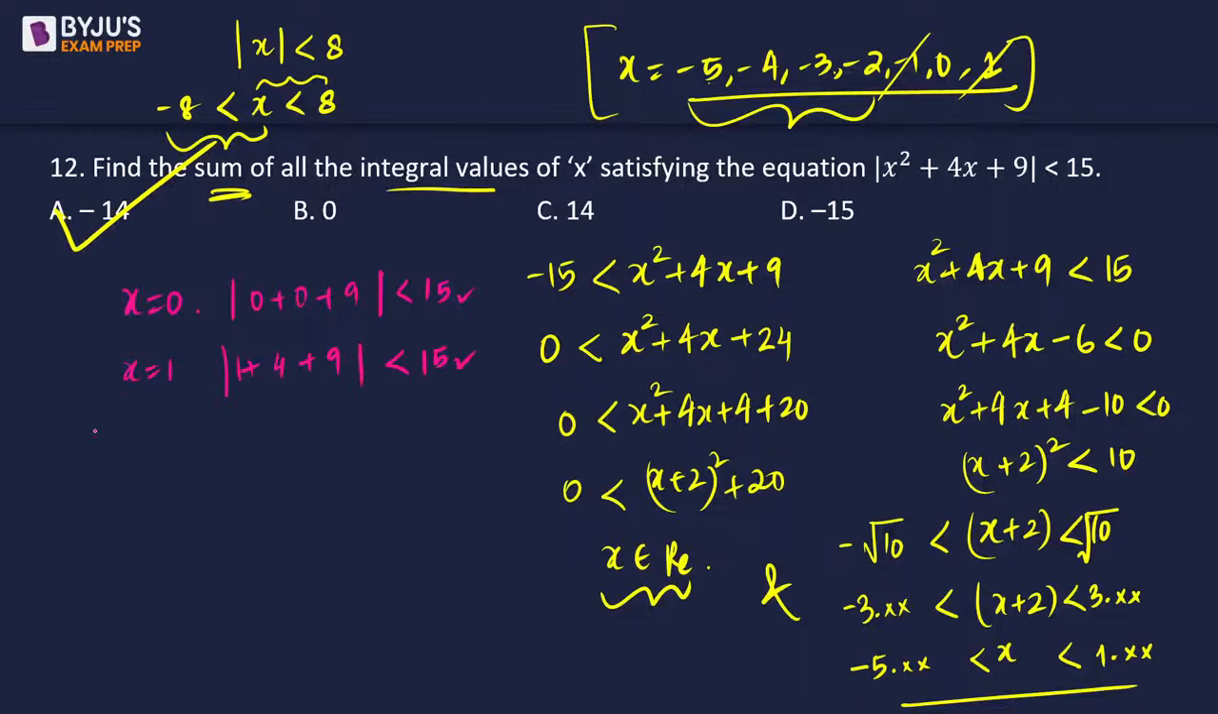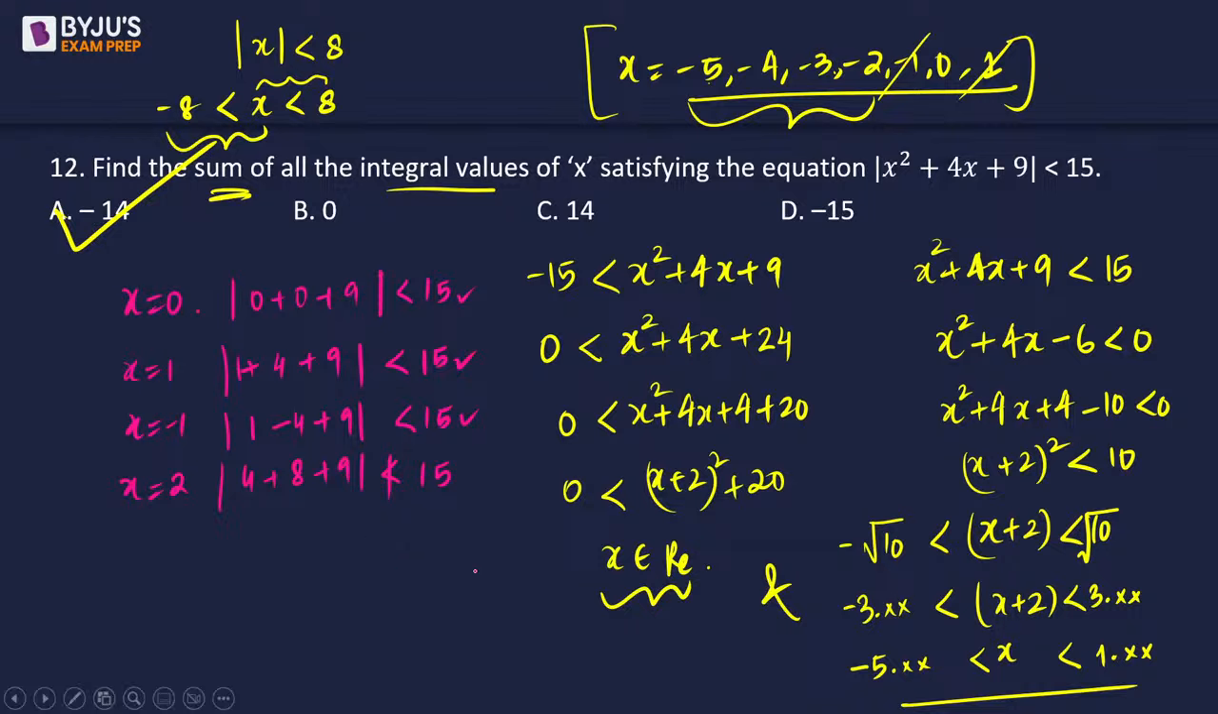ये भी true है. Then I will take x is equal to minus 1. Minus 1 रखेंगे तो this is 1 minus 4 plus 9. This is 6, which is less than 15. ये भी सही है. So x के values आते चले जा रहे हैं. X is equal to 2. This is going to be 4 plus 8 plus 9, which is not less than 15, right? This becomes 21.